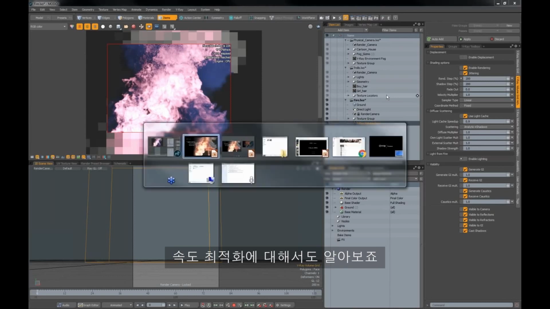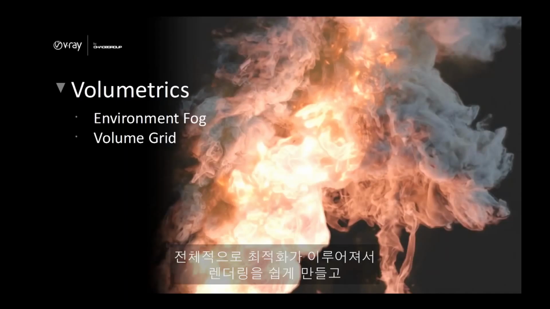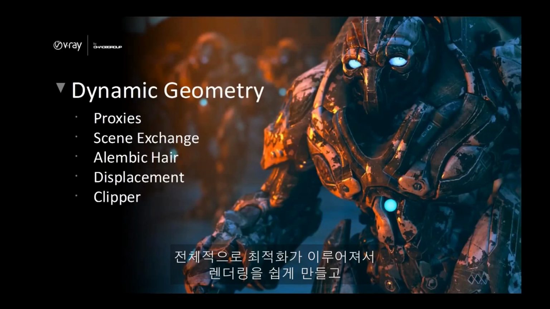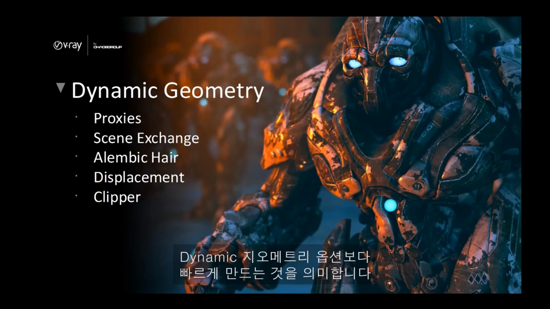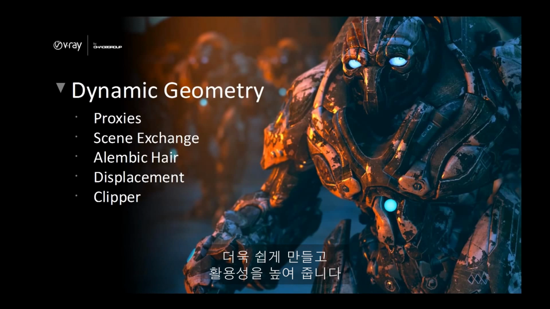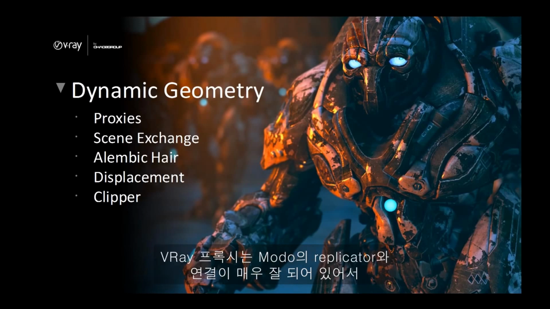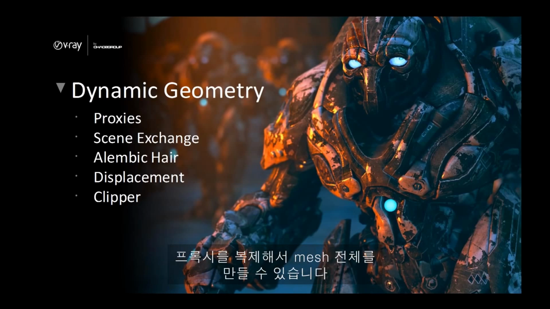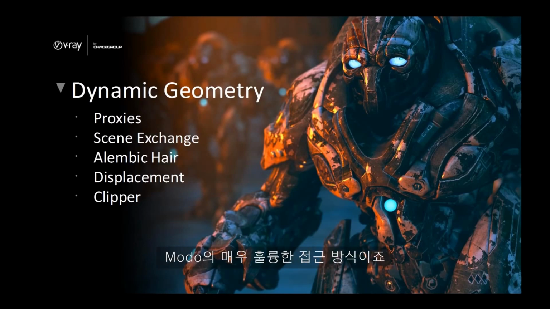Okay, and let's continue with some speed optimizations as well. And when I say speed, I mean overall optimizations that make your life easier, your rendering faster, the dynamic geometry options. VRay for MODO has full support for VRay proxies, which are a wonderful way for optimizing the geometry in your scene, making it easier, more bearable. The VRay proxies are very well connected with MODO's replicators, so you can replicate proxies and create whole armies, whole meshes. Quite a wonderful approach in MODO.